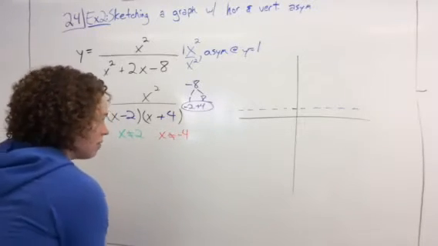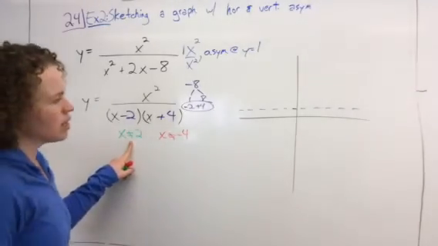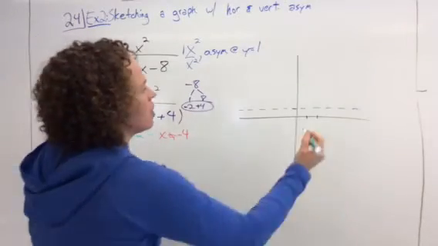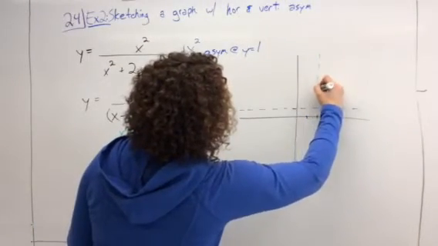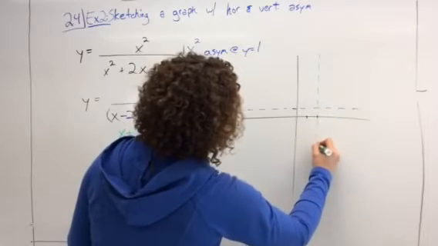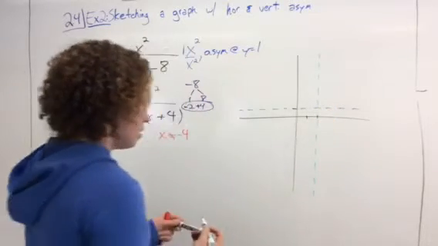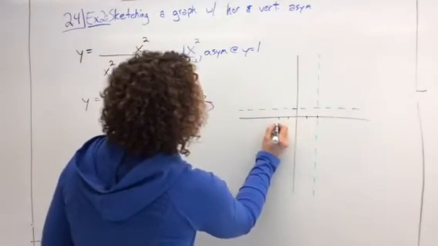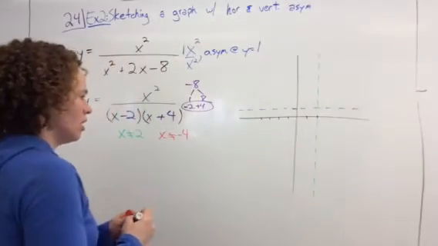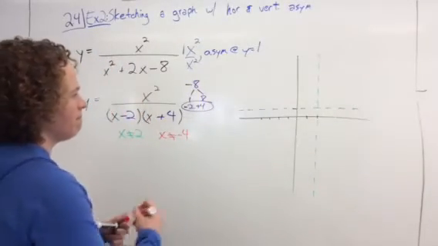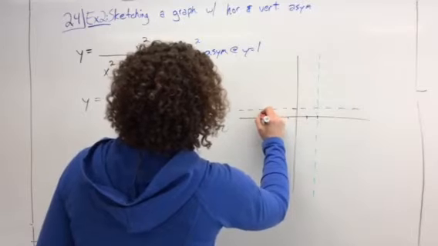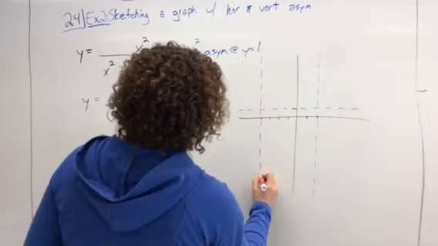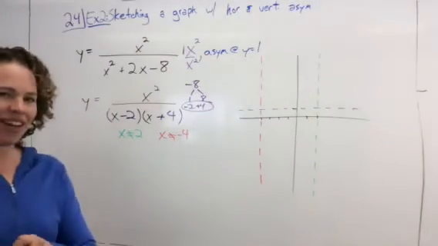I go over to my graph. If x can't be 2, then I go 1, 2. There's got to be a line here going vertically down the page. There's one of my asymptotes, and x can't be negative 4. So I count back 1, 2, 3, 4, and I'm going to make my line there. Beautiful, look how pretty that is.